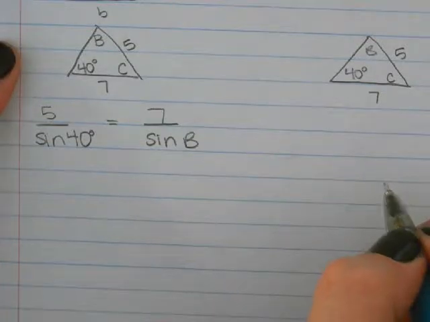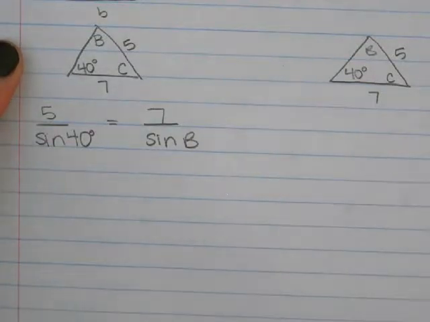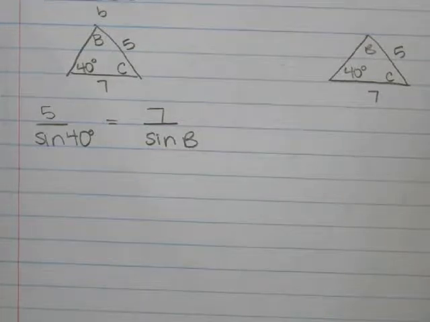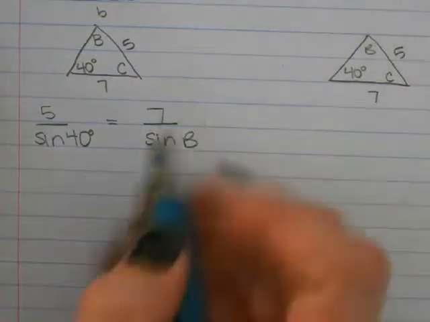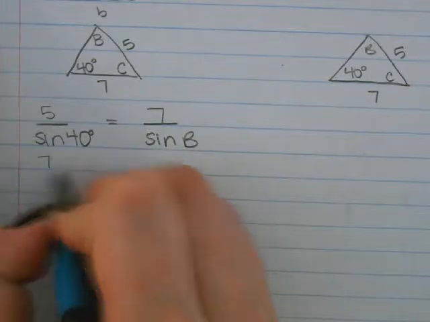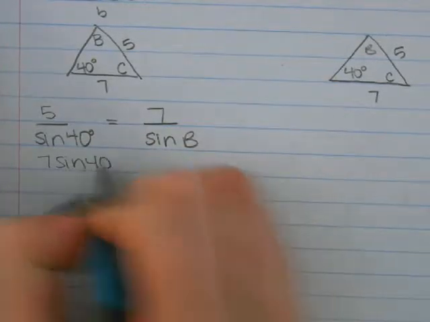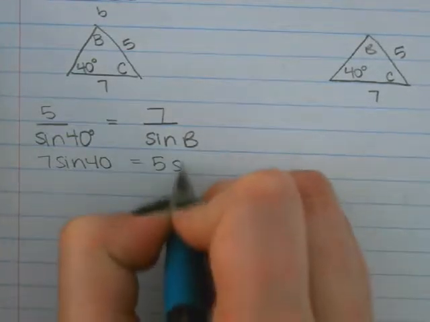This is different than the other problems because in the other problems we had 2 angles. To find a missing angle, all we had to do was subtract from 180. We could find the missing angle, that was easy. This one, we have to find 2 missing angles. And our angles this time are going to be nasty decimals every single time. So I'm going to go ahead and cross multiply. I have 7 times sine 40 equals 5 times sine B.